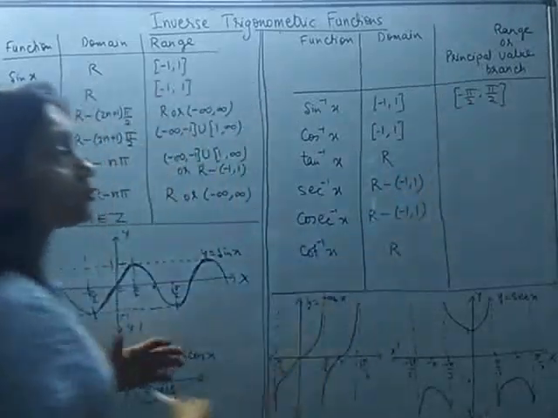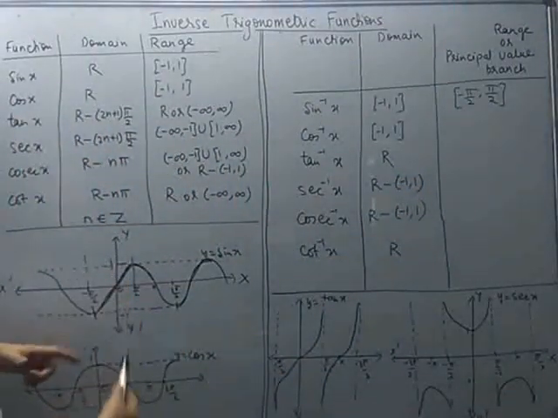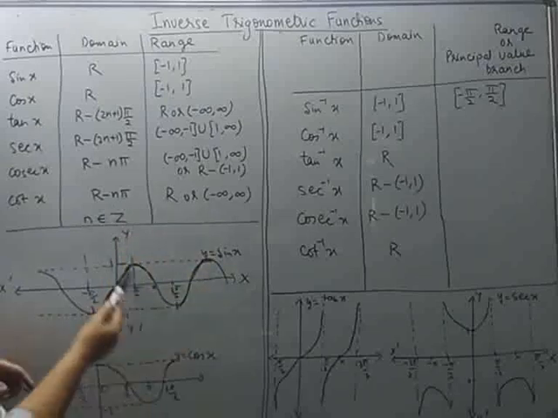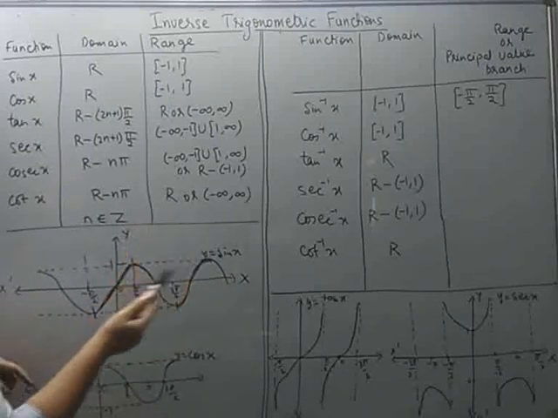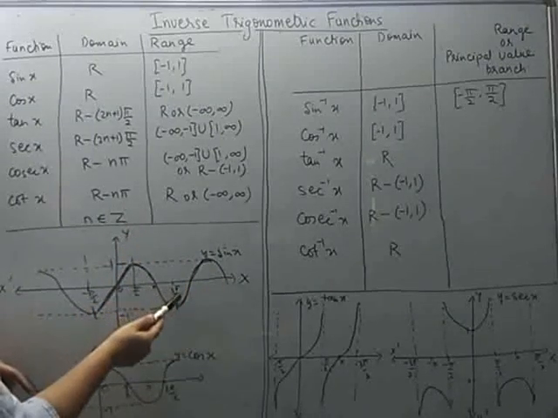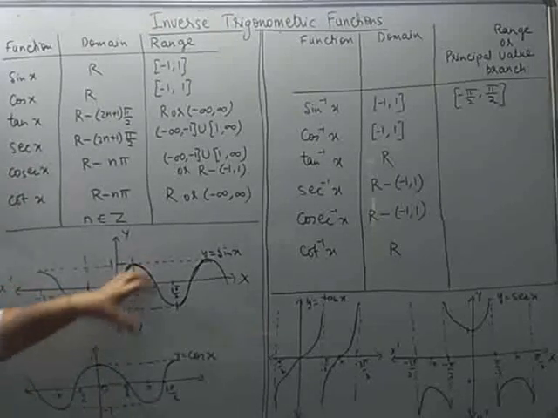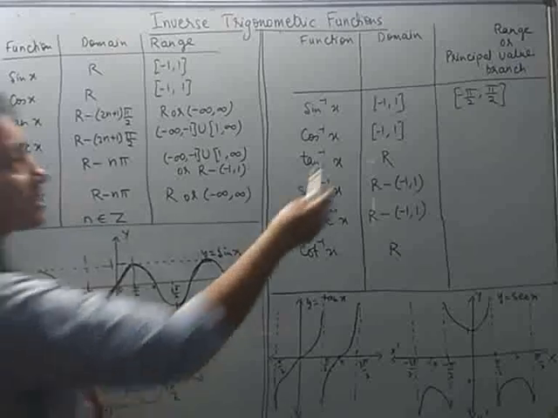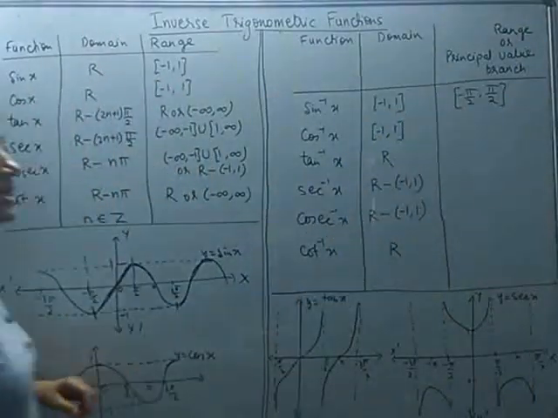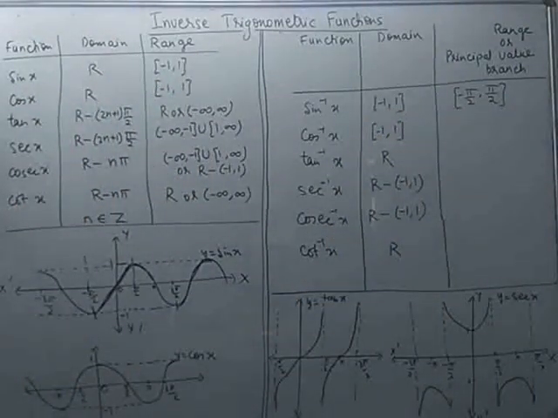From -pi/2 to pi/2 is one set, but the same can be obtained with the angles which may be from pi/2 to 3pi/2, or which may be from, say, -3pi/2 to -pi/2. But out of all these branches, one will be termed as the principal value branch, which we will be assuming.